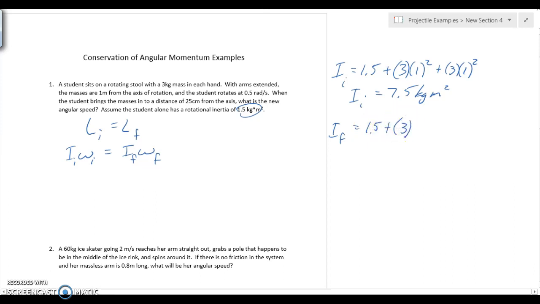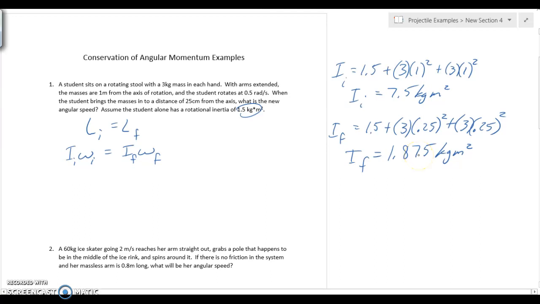For the final inertia, we still have the student, so 1.5, plus we still have the 3 kilogram masses, but now they're at a distance of 25 centimeters from the axis, so 0.25 squared plus 0.25 squared. So the final rotational inertia is 1.875 kilogram meters squared. You see that's significantly less than the initial rotational inertia.